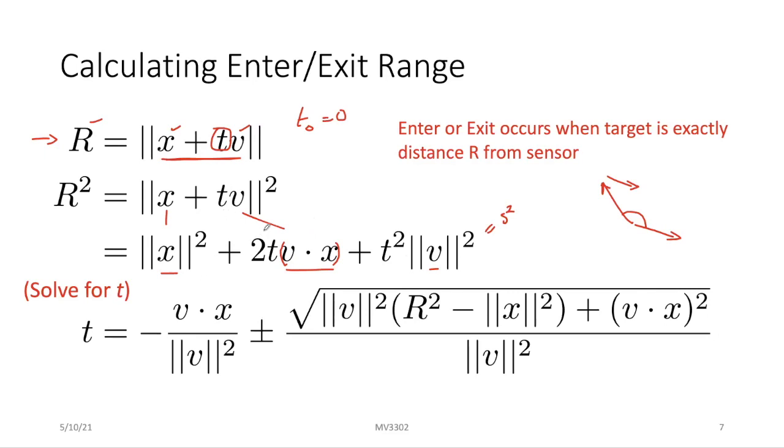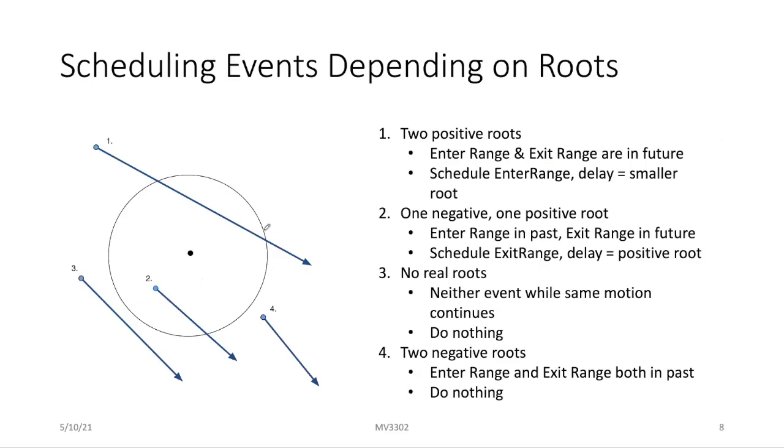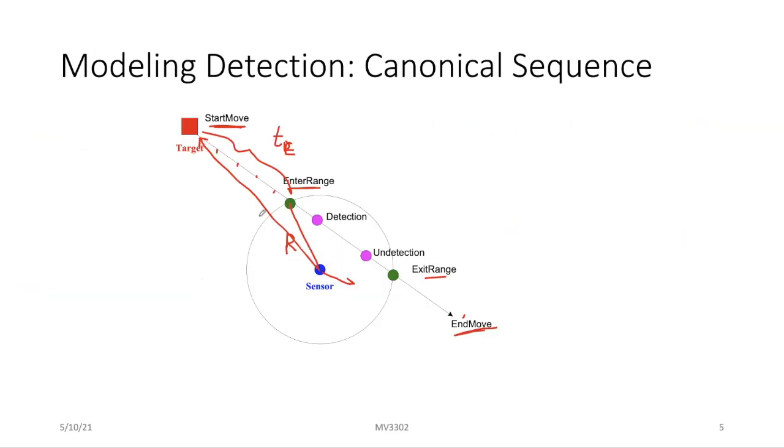Okay, but here's the thing: we were looking at the canonical sequence. In our canonical sequence, we started outside of the target range, the sensor's range, and then we cut through it, and then we went to the other side. Now, is that the only possibility?